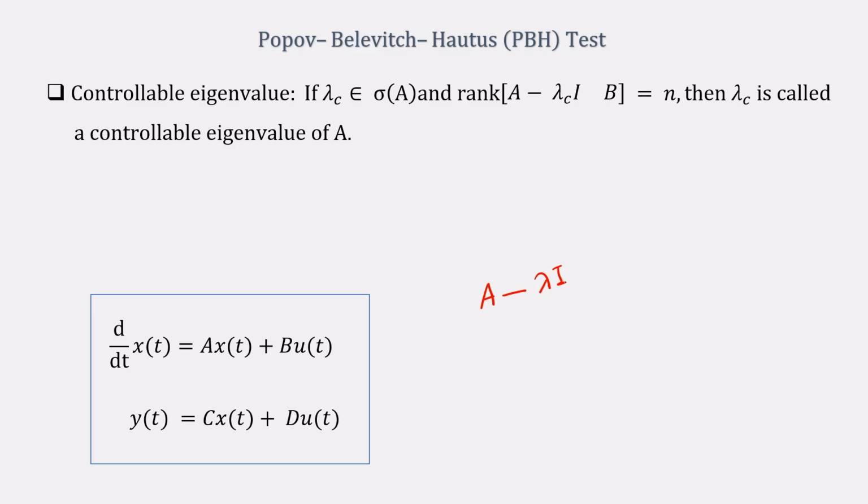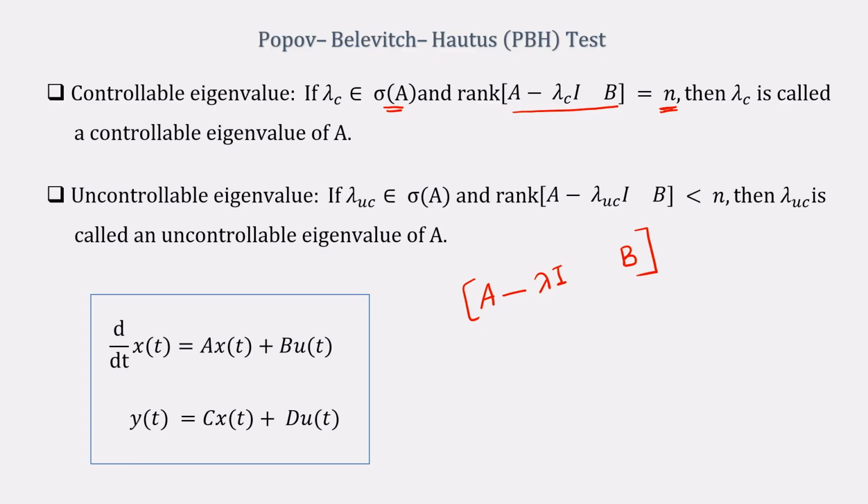A minus lambda I is another n cross n matrix, and to that I am appending B. So, this becomes an n cross n and this is an n cross m, so this is an n cross n plus m matrix, okay. And the rank of this matrix, you can keep on plugging different values of lambda here, right, okay. So, if you plug an eigenvalue of A here such that the rank of [A minus lambda I, B] comes out to be n, that eigenvalue will be called a controllable eigenvalue of the system.